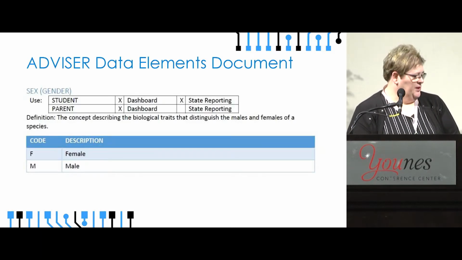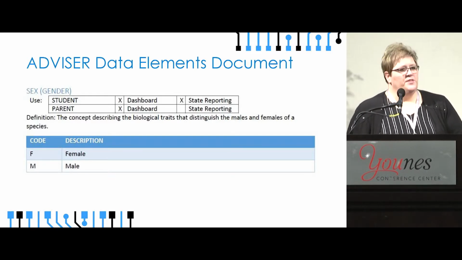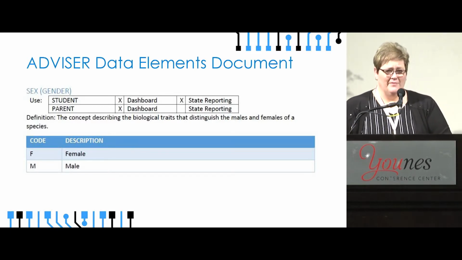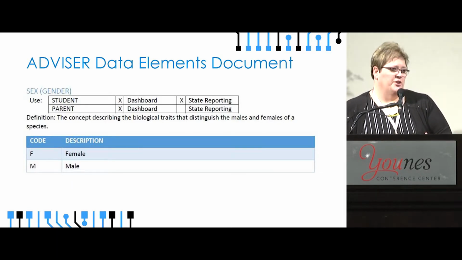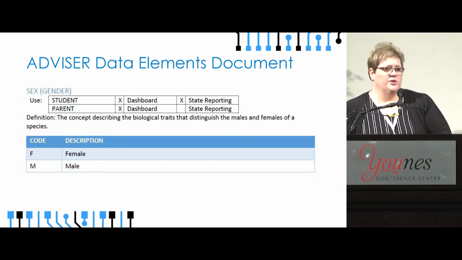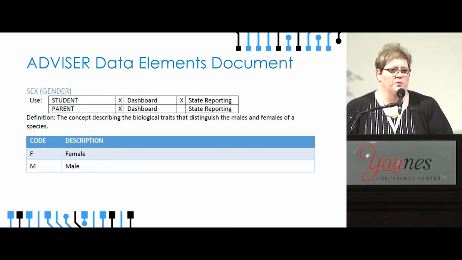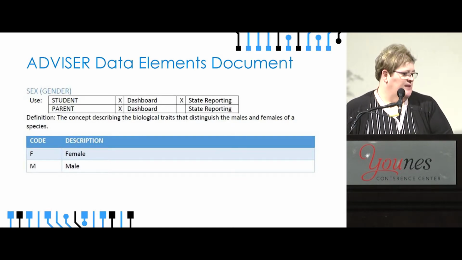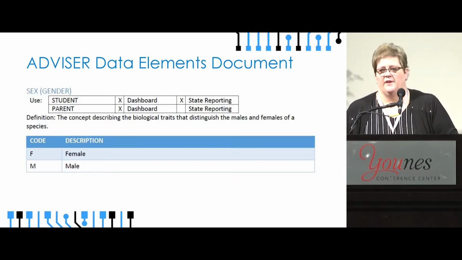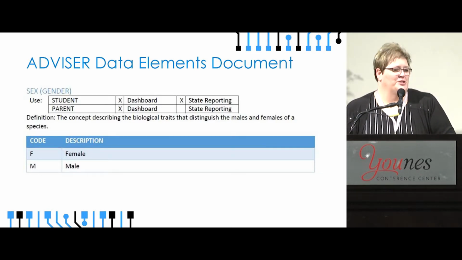So I'm going to show you really quick here. Here's one example, and I pulled this one up because it is actually a little different. You'll see I have the name of the element. In this case, it's sex or gender. Here's the use, because you do submit that particular element for both student and for parent. So if you submit it for student, it's used both in the dashboard and for state reporting. If you submit it for parent, it is used only for the dashboard. And then we get a definition for it, and the two valid values for it. So we repeat this over and over in the document for each of the elements.